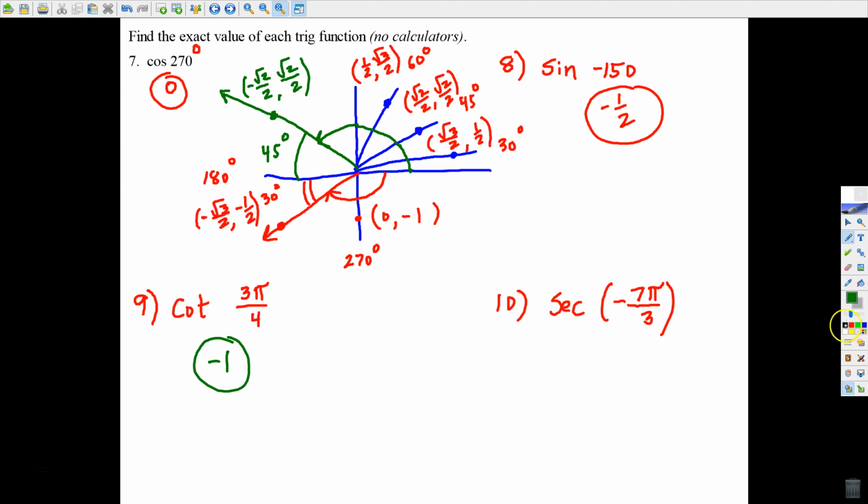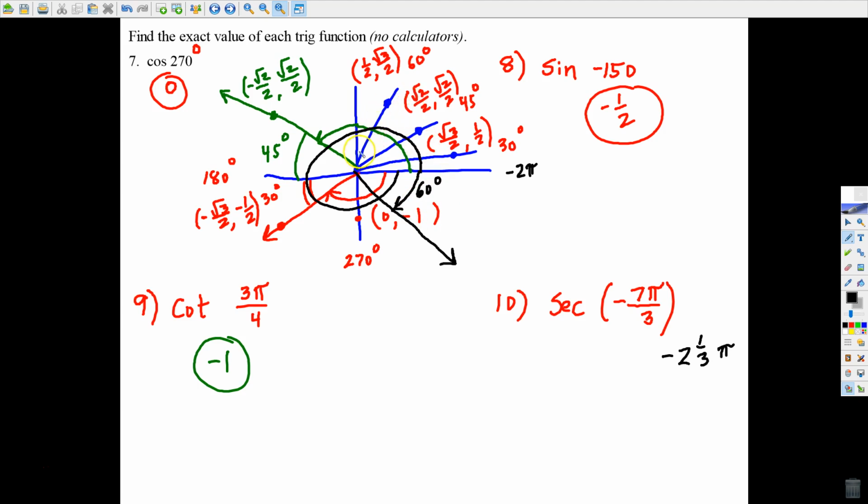Okay, number 10, we're getting a crowded unit circle up here, so let me see if I can fit one more. -7 pi over 3, you could think of that as -2 and 1/3 pi. Here's my negative direction. I'm going all the way around. That's -2 pi. And then I'm going to go another 1/3 pi. My reference angle is pi over 3, or you could think of that as 60 degrees.